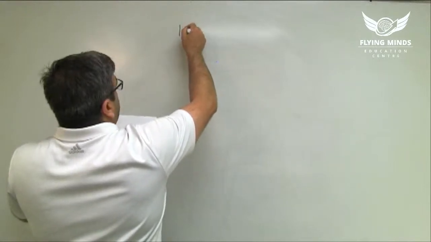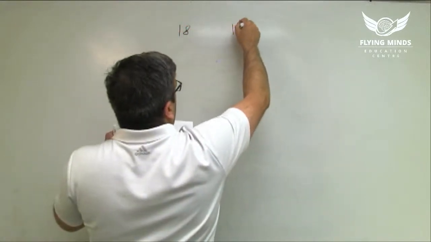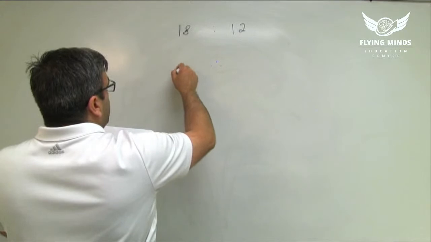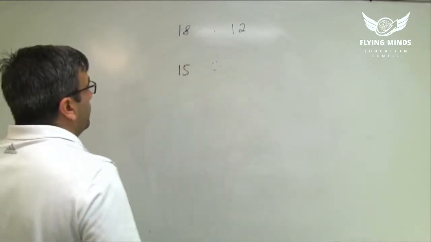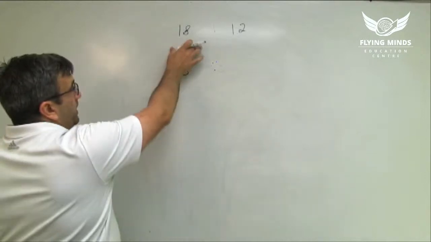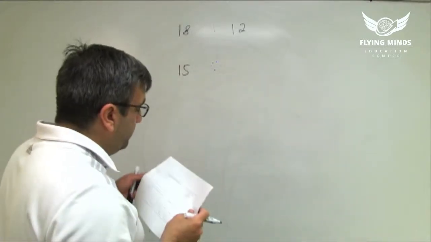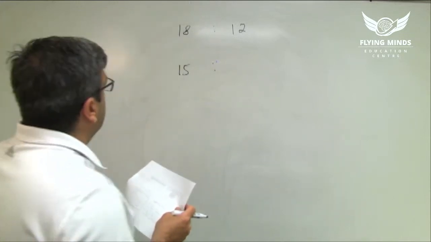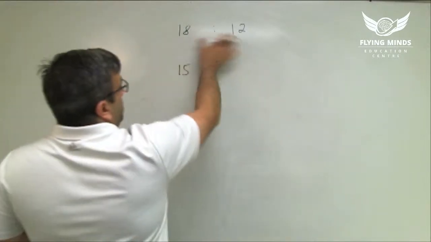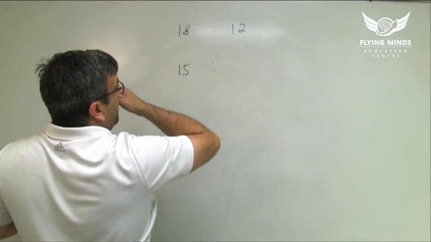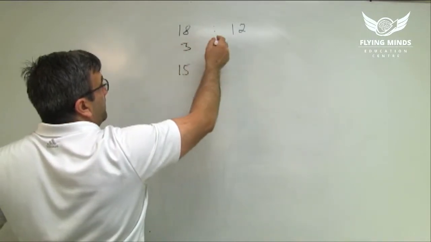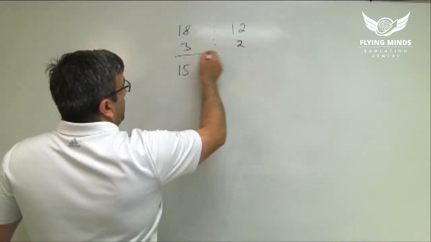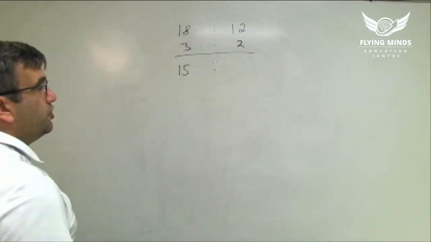So Pierre's class has 18 boys and 12 girls, and Carissa's class has 15 to what ratio? Okay, so what we can do here is divide both sides by 6, so we have 3 to 2, right? So for every 3 boys, we have 2 girls, right?